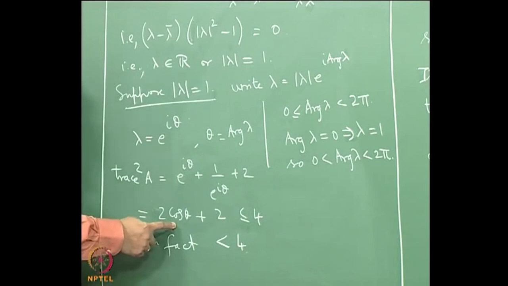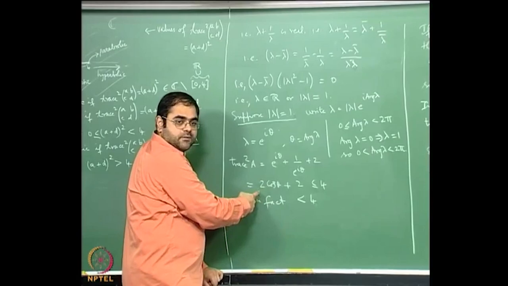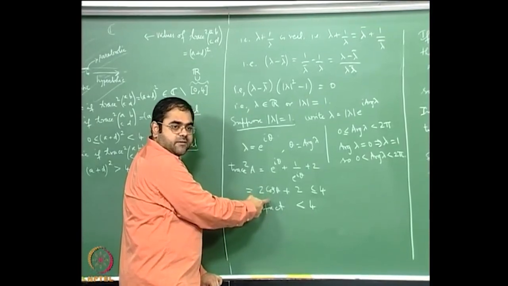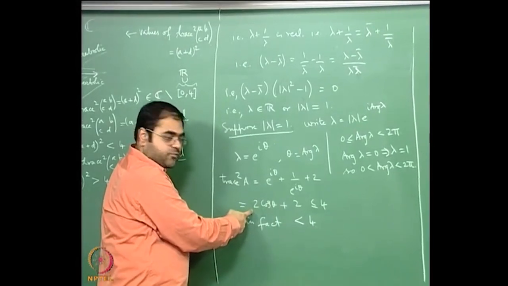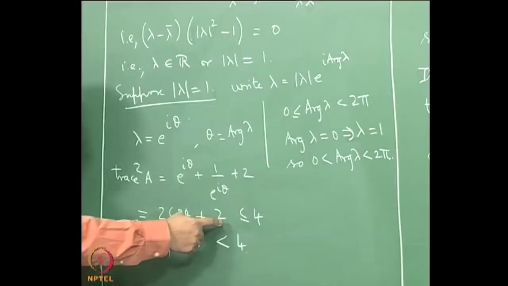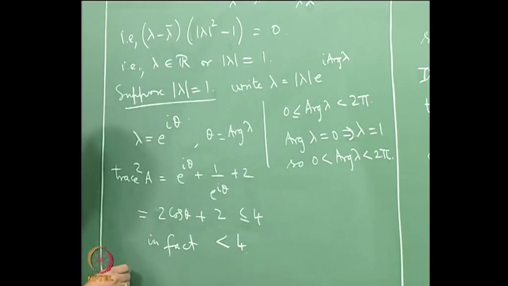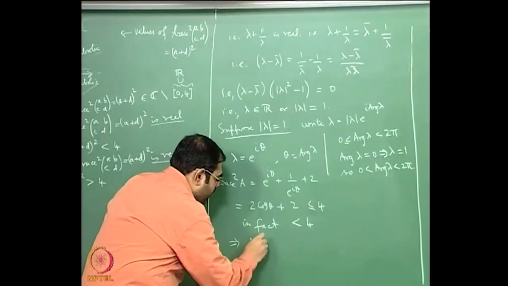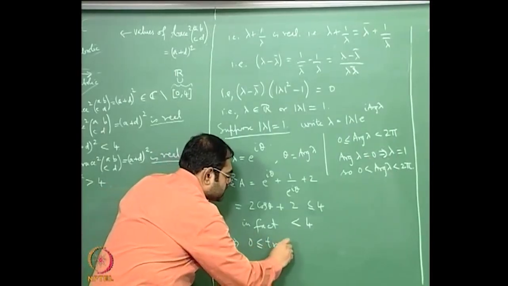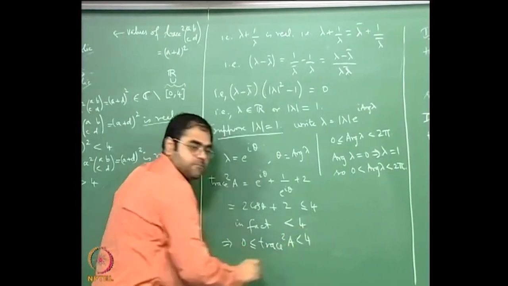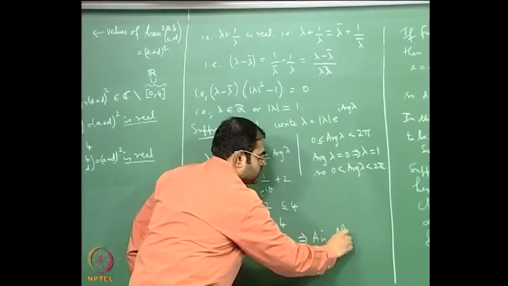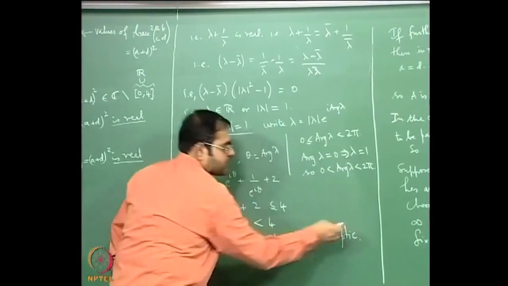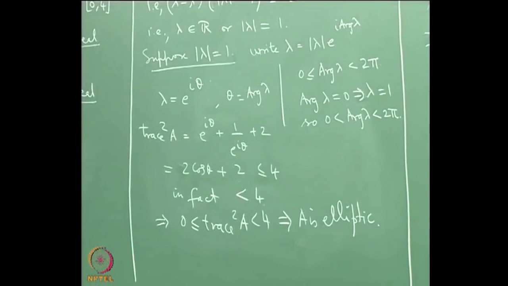Cos theta at the minimum can become minus 1, and in that case I will get 0. Cos theta is always greater than or equal to minus 1, and I am multiplying it by 2. So 2 cos theta is greater than or equal to minus 2, and if I add 2, it is always greater than or equal to 0. So this implies that 0 is less than or equal to trace squared A, strictly less than 4, and that will tell you that A is elliptic. Okay, that is the condition.